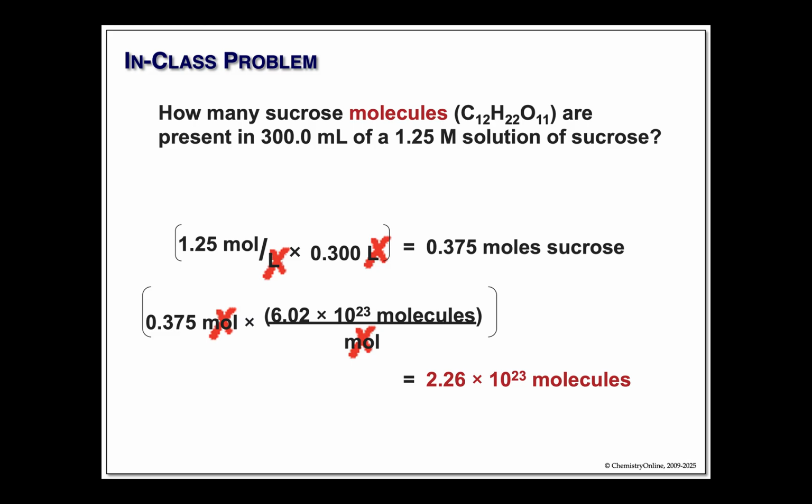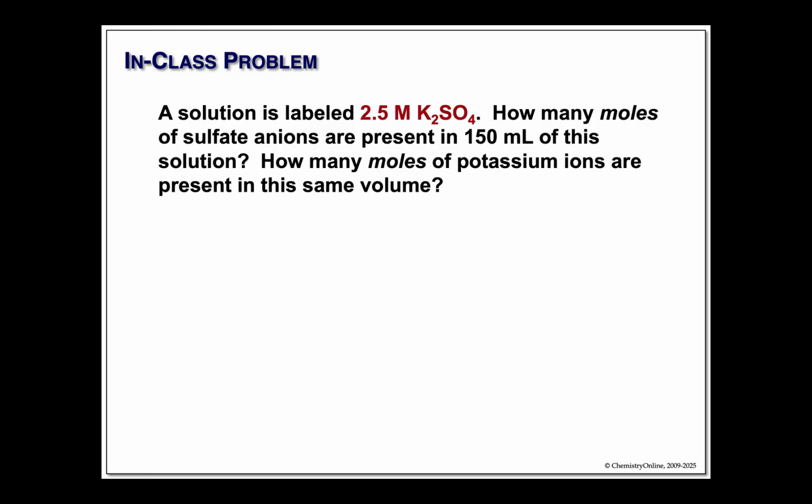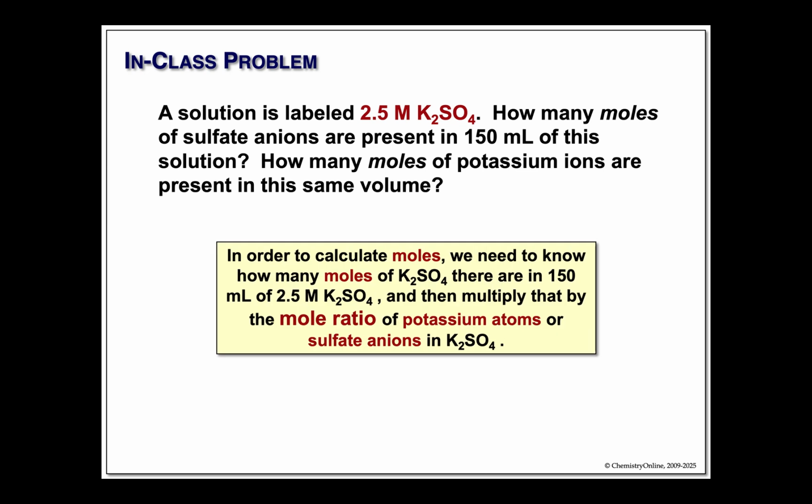Another problem you can do. We have potassium sulfate. You're going to dissolve it in water. We have 150 mL of the solution. How many moles of potassium ions is that? And how many moles of sulfate? Just remember, we need to calculate moles of potassium sulfate. 150 mL of 2.5 molar stuff. Then we're going to use the mole ratio of potassium to potassium sulfate and sulfate to potassium sulfate.